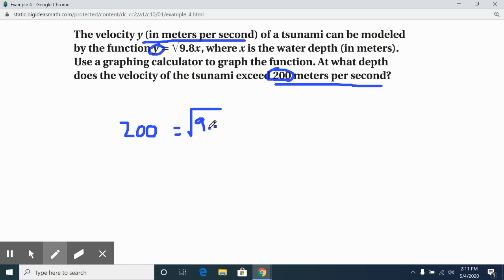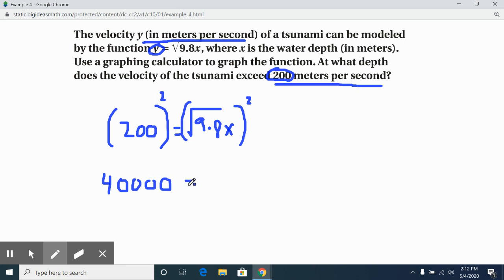So 9.8x. What I can do to get rid of the square root symbol is square both sides right away, just like we did in 10.2. I can square both sides. Okay, that gives me this: 9.8x just takes the square root away from this side. Okay, now to solve for x, we're just going to divide by 9.8. Sorry, this is sloppy. This is tough. Divide by 9.8 on both sides to find what x is.